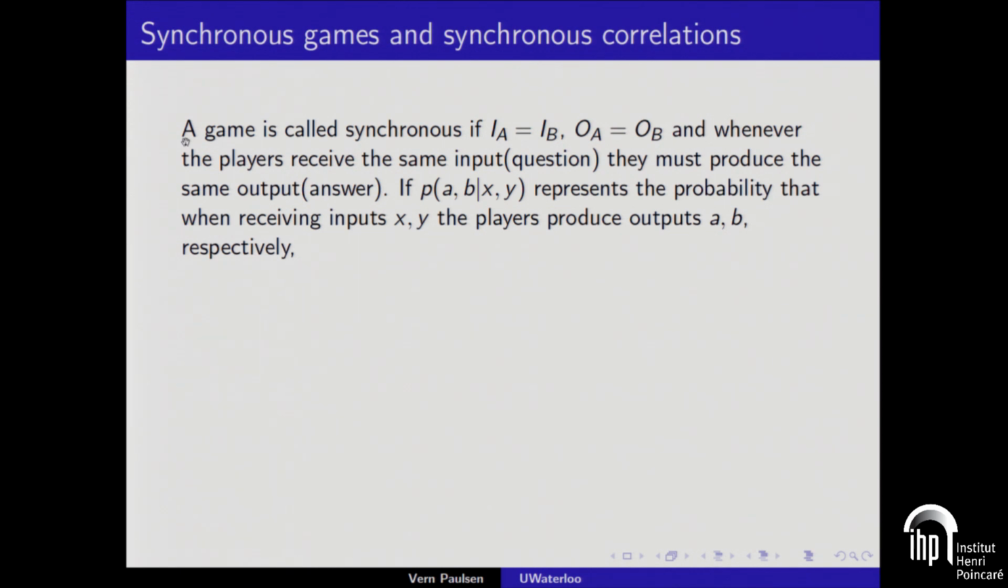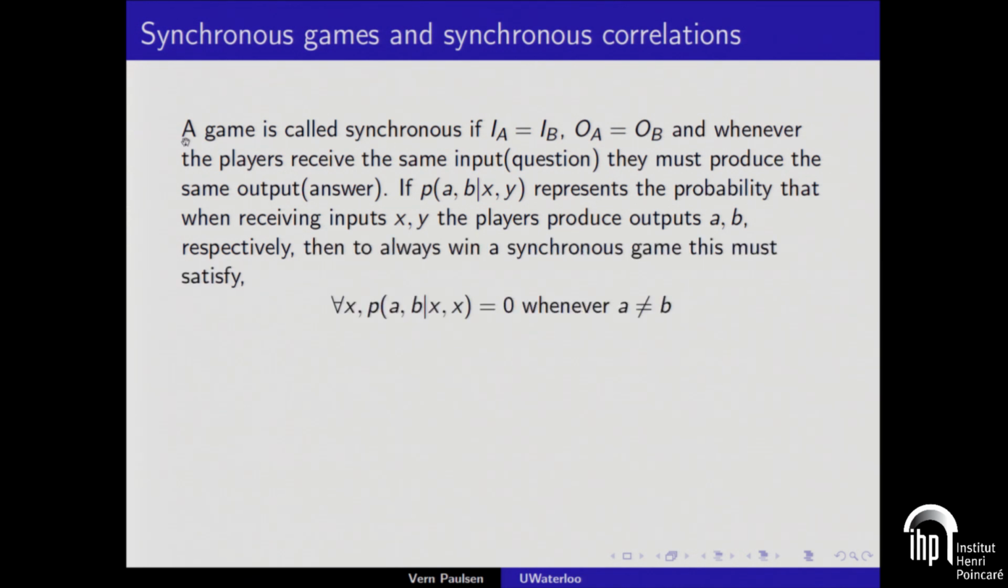getting ahead of myself. We'll let P(a,b|x,y) represent the probability that they give answers A and B given inputs X and Y.